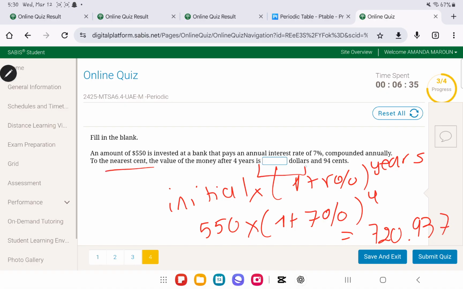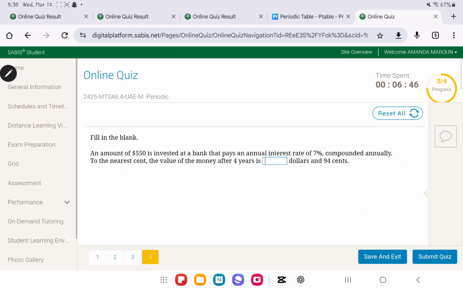They said to the nearest cent. Here they gave you dollars and 94 cents. As you can see, this is almost 94 cents. So you get rid of this. You are left with the thing before the decimal place. Always the numbers before the decimal place, they are in dollars. So it is $720. Let's submit, and hopefully we do not have any mistakes.